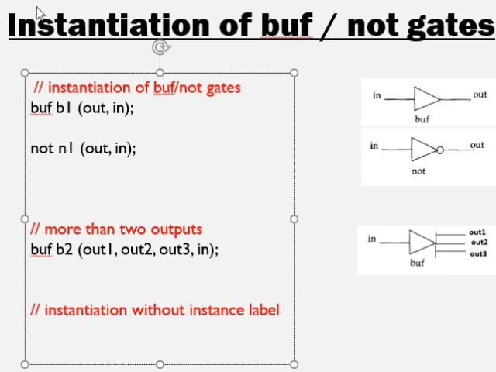Just like we have seen in instantiation of AND OR gates, here also these instances can be instantiated without giving any instance label. That is, I can take NOT, out, comma, in without any instance label. Again I repeat, this privilege is only for the primitive gates and not for the user defined gates.